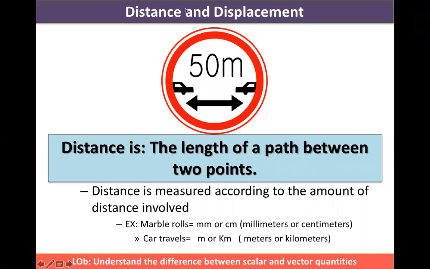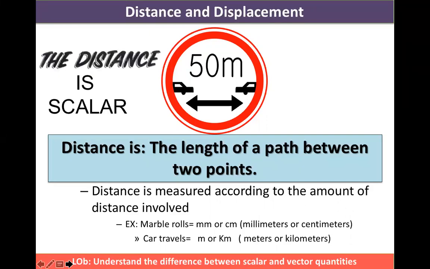So distance just simply means the length of the path between 2 points. From the start of the highway to Ipoh, this amount of kilometers. So that is very straightforward. Distance is very straightforward. Distance has no direction. It's just 20 kilometers, 30 kilometers. So it's scalar.